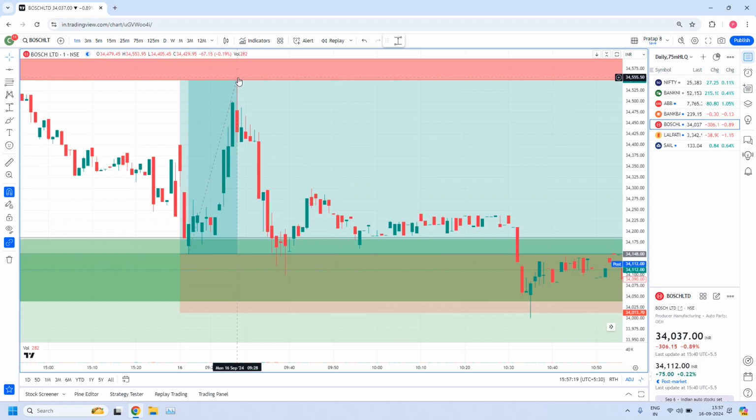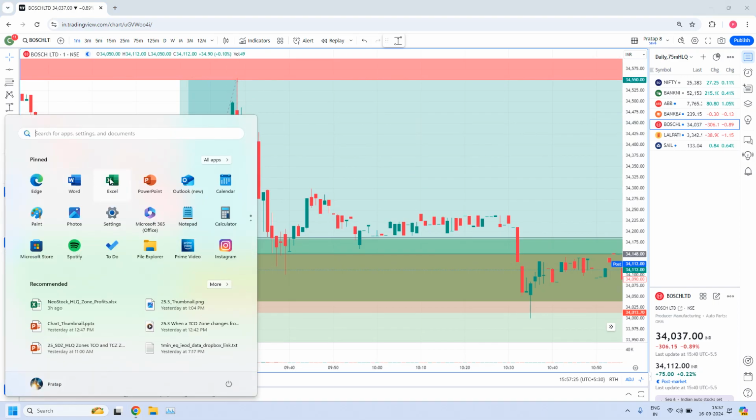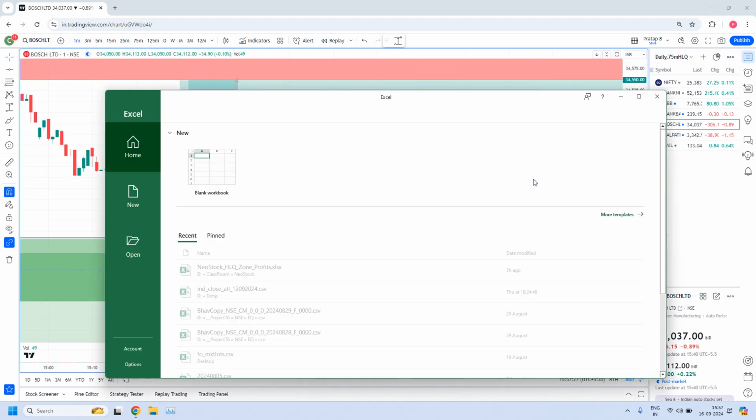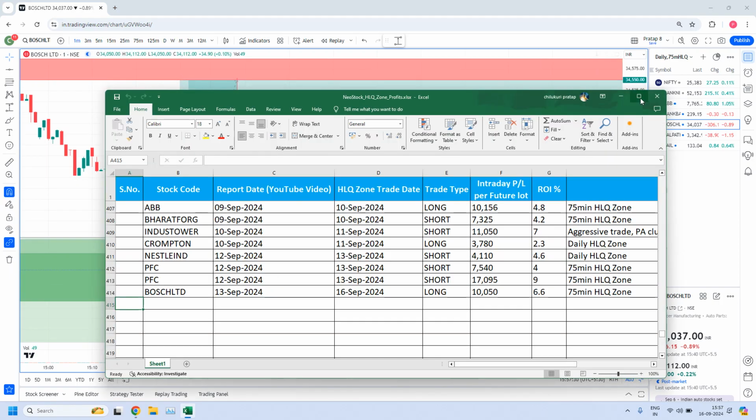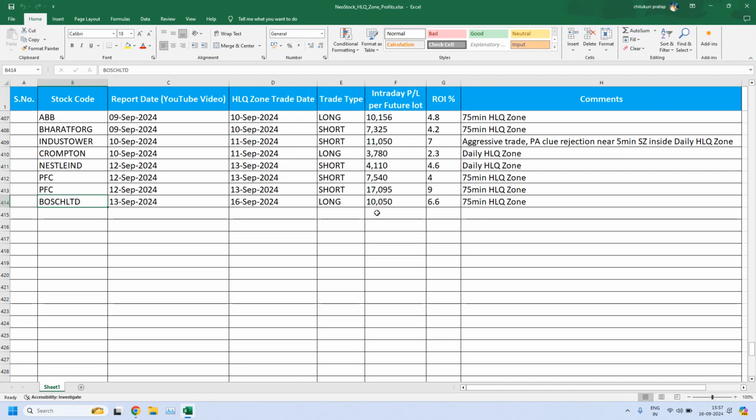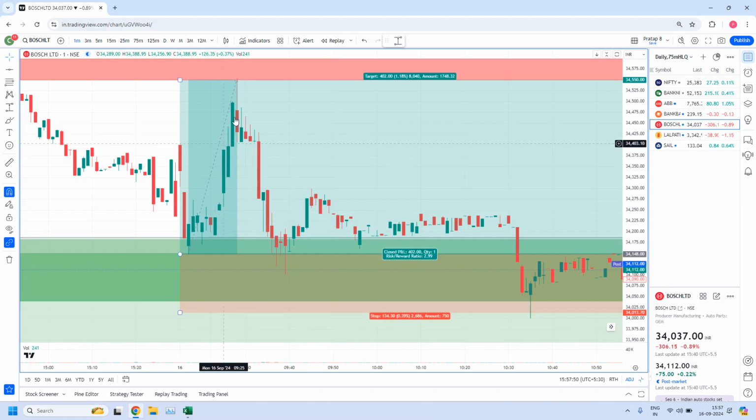How much profit has it given? It has given over 10,000 rupees profit. Let me show you. Bosch today has given 10,050 rupees. That means approximately 10,000 rupees profit, and it is a 6.6% ROI. We got 6.6% ROI in just 10 minutes. We got 10,000 rupees profit. So it's an excellent trade.